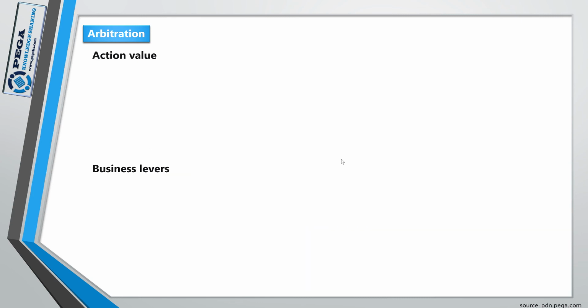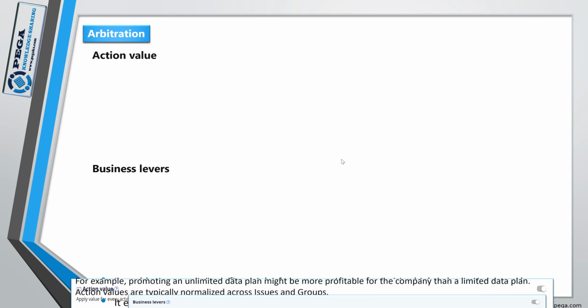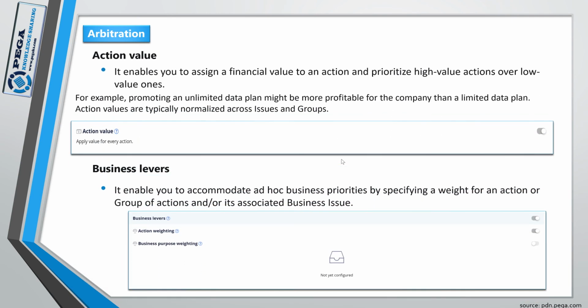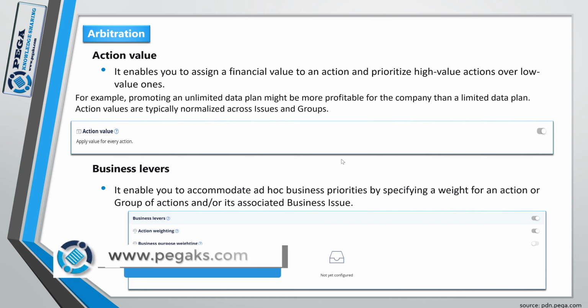Let's talk about the action value and business levers. Action value enables you to assign a financial value to an action and prioritize high value actions over low value ones. For example, promoting an unlimited data plan might be more profitable for the company than a limited data plan. Action values are typically normalized across issues and groups, which we defined in the taxonomies.